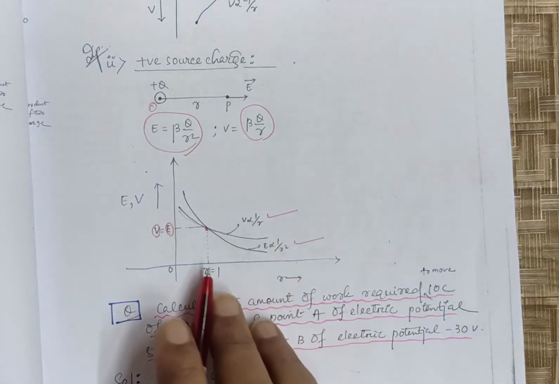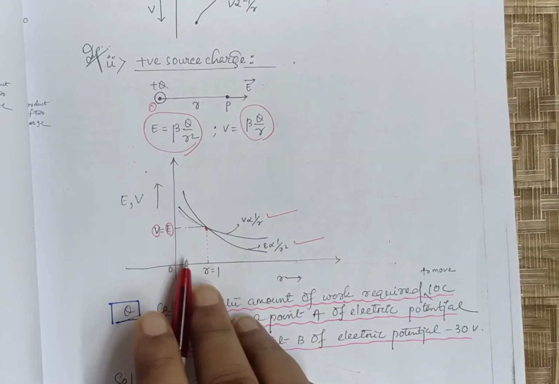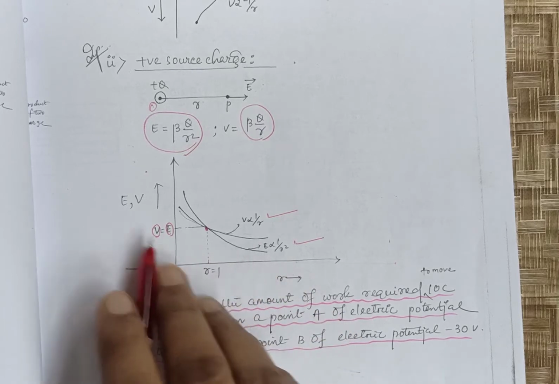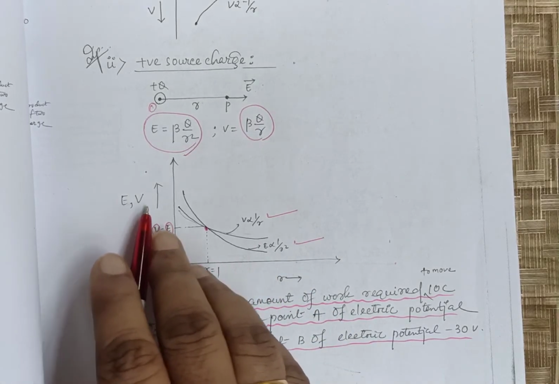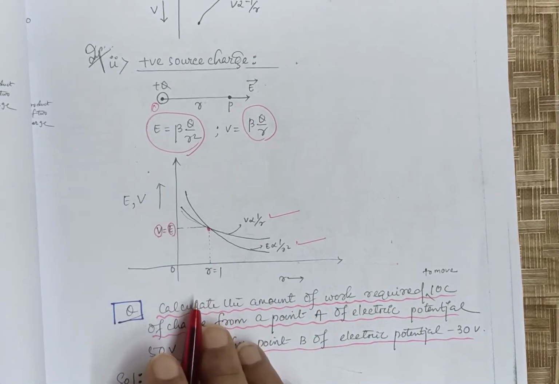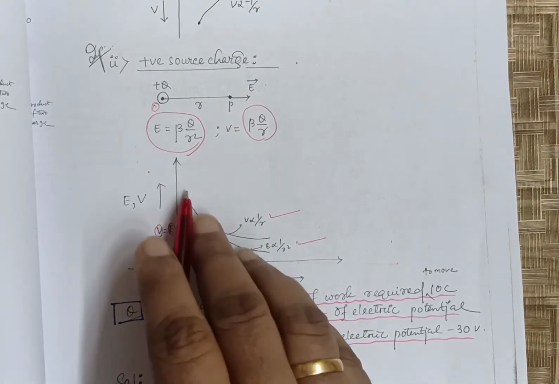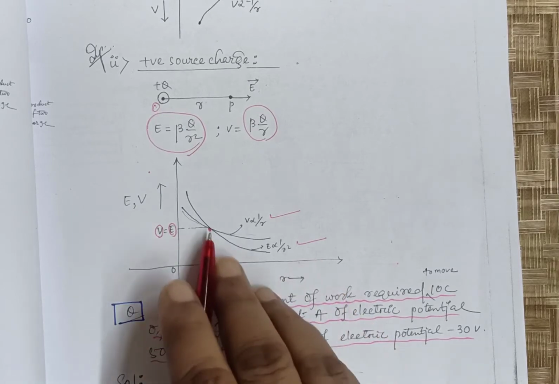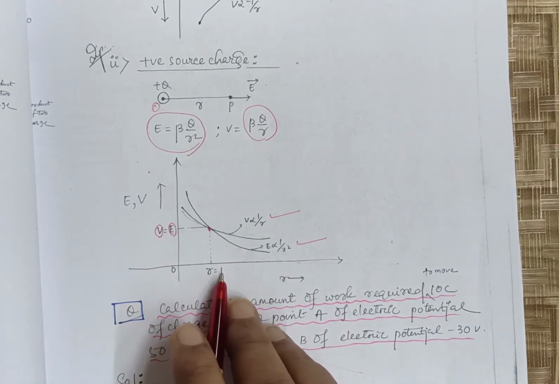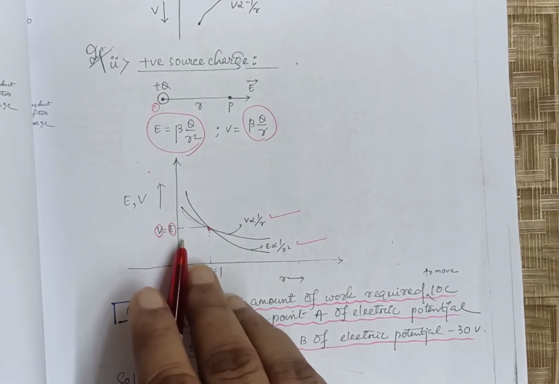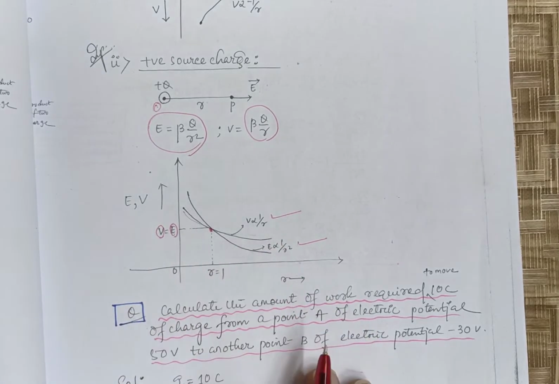Generally in the board exam, this type of question is asked: in the same graph paper, you have to put the variation of electric field intensity and electric potential with respect to distance. First you will think both graphs will be hyperbolic in nature, and at a particular point, at R is equal to 1, we can say that V is equal to E, and this is the variation of the graph.